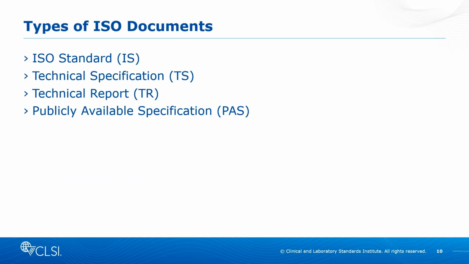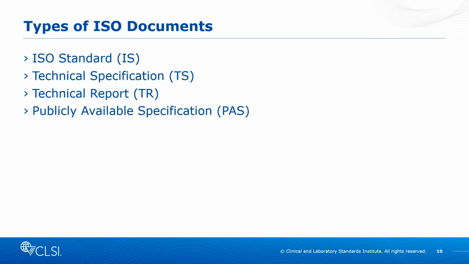There are several types of ISO documents. An ISO standard contains requirements to be met. A technical specification may contain normative provisions. A committee may decide to prepare and publish a technical specification when the subject in question is still under development, or the committee has developed a document it wishes to publish, but the DIS or FDIS is not approved.